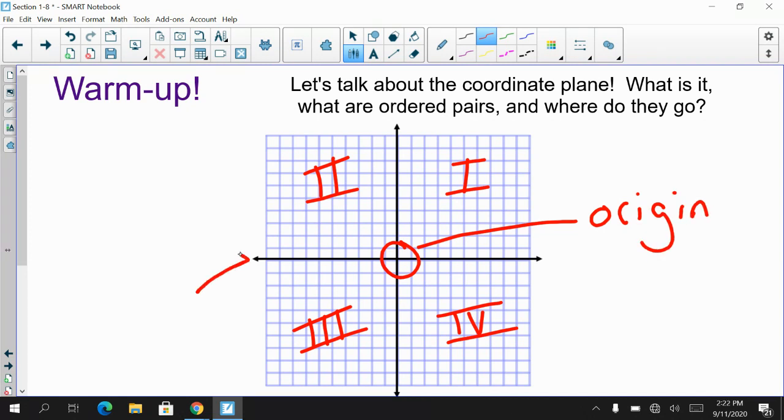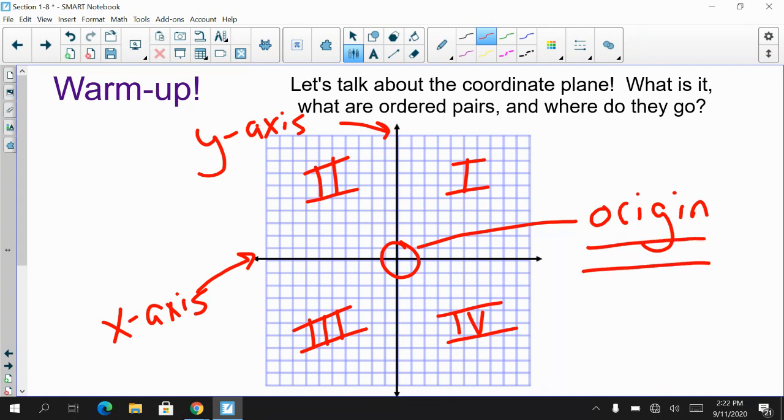The left and right dark black line, that is the x-axis. The up and down is the y-axis. Where the x and y-axis meet, again, that's called the origin.